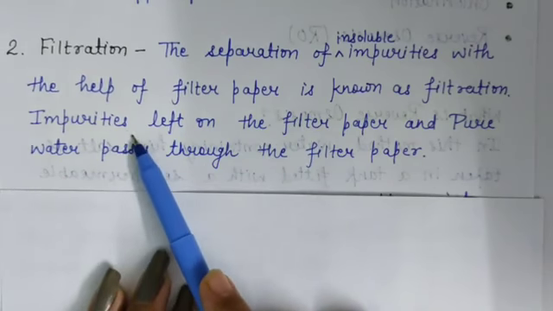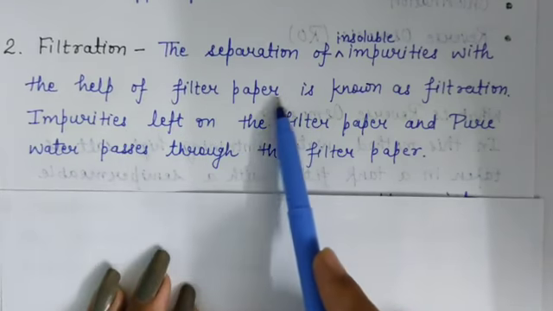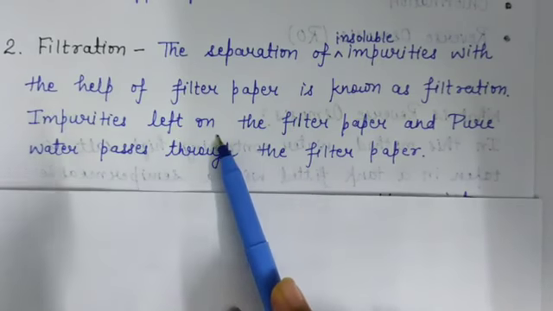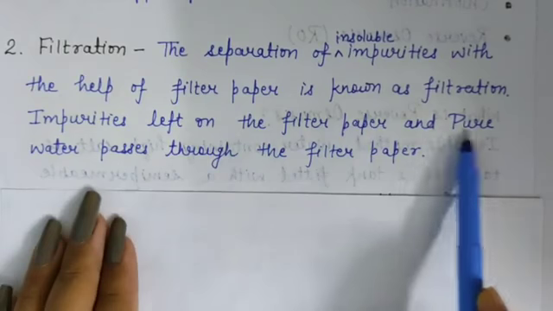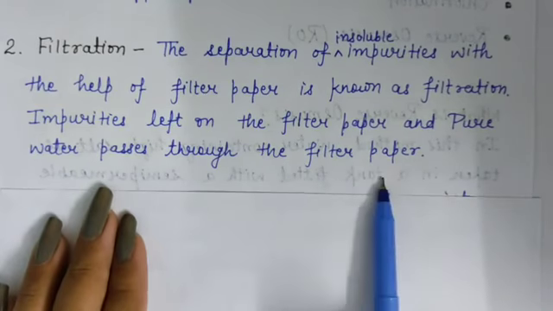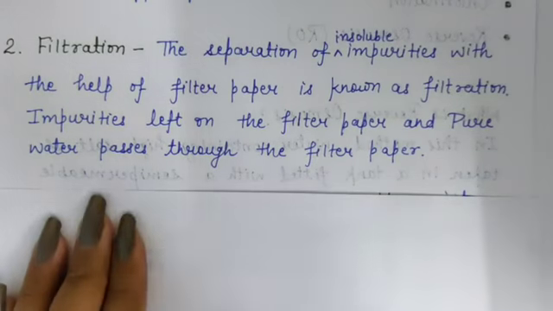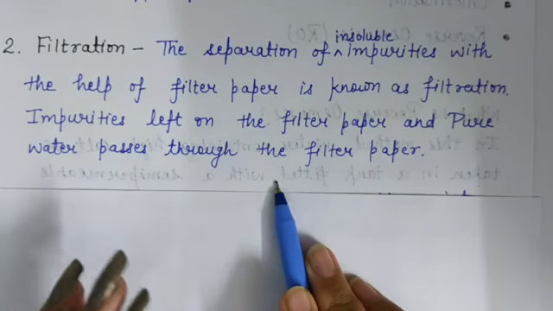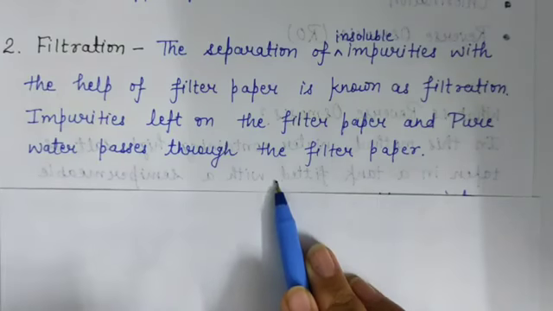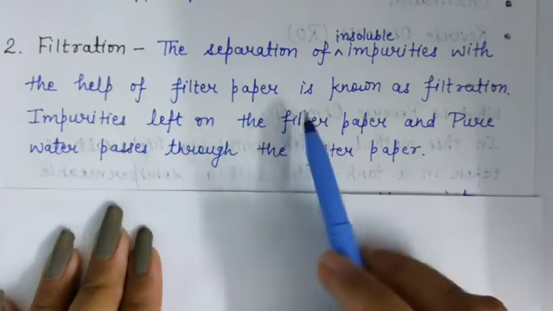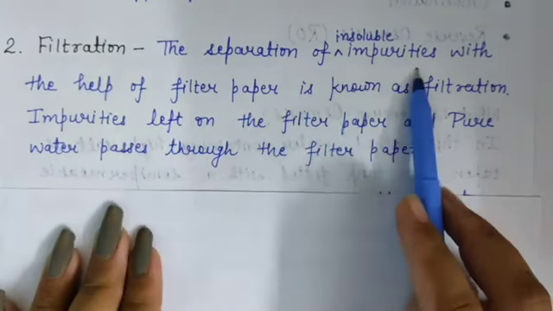So when we use a filter paper, then impurities are left on the filter paper and pure water passes through the filter paper. Okay. Means water is filtered to remove the remaining suspended impurities. Okay. This is the filtration method. In this, we can separate the insoluble impurities.